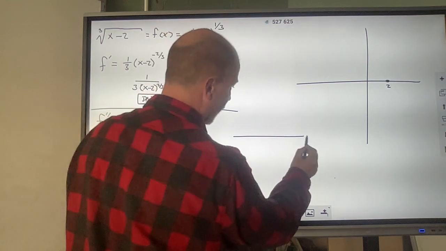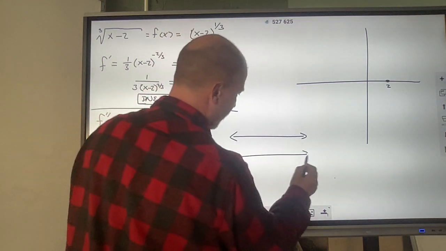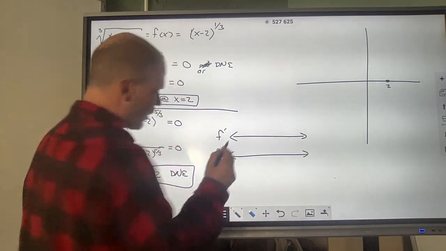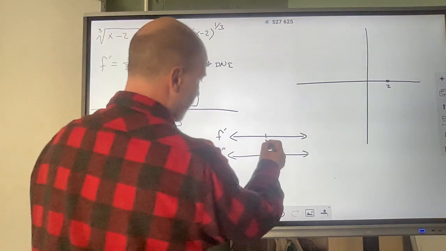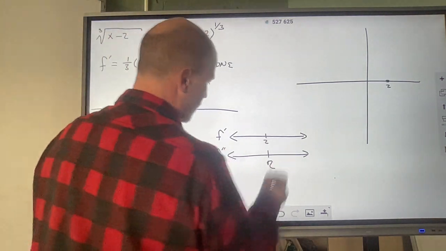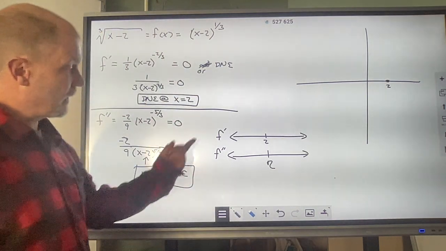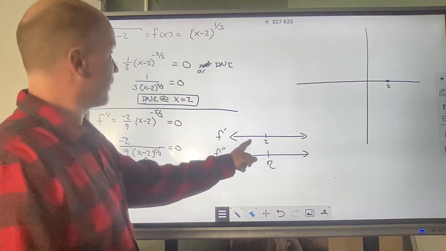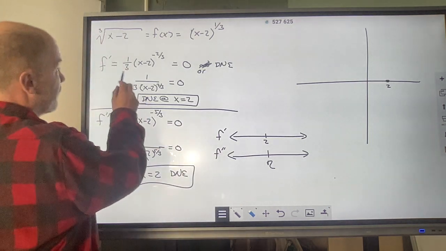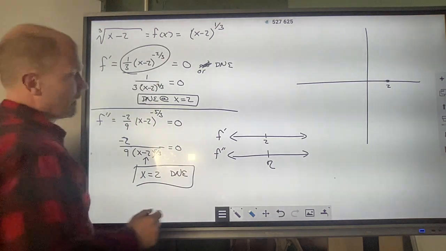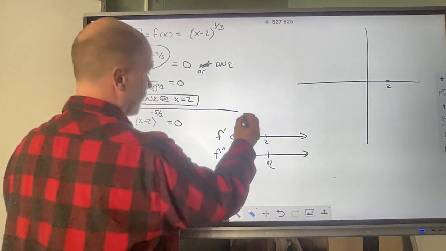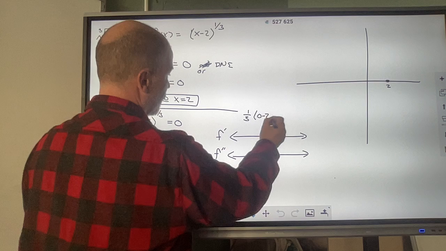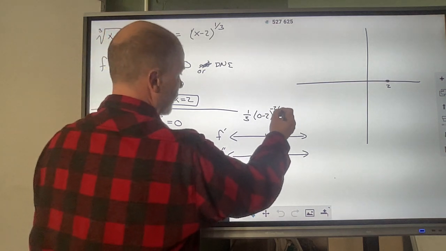And that makes our chart very nice, because we only care about the point 2. There it is. I get to find f prime to the left of 2. So that means I can plug in a number like 0. I'm going to plug 0 in for f prime. All right, so I'm going to show that math. I'm going to have 1/3 of (0 minus 2) to the negative 2/3.